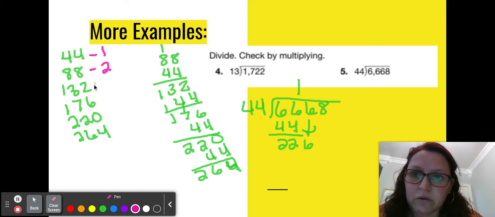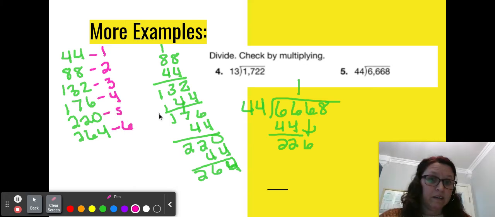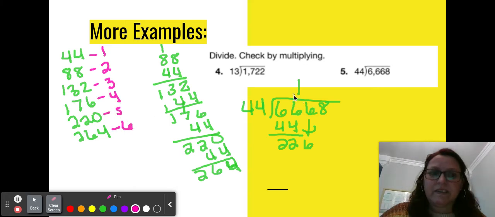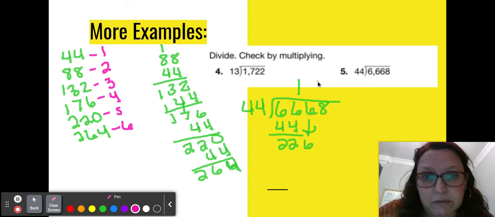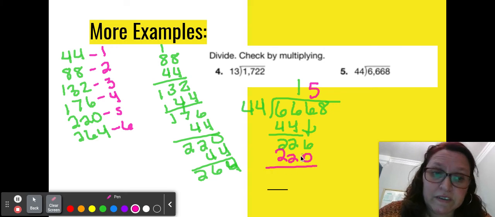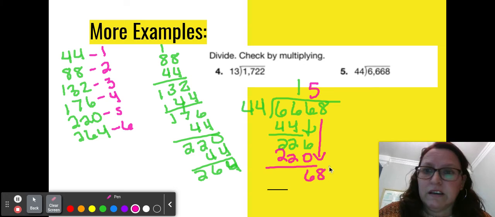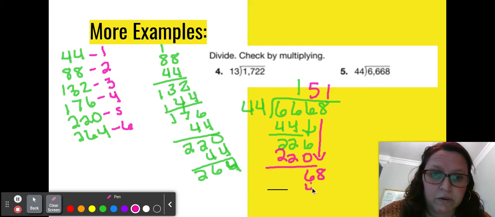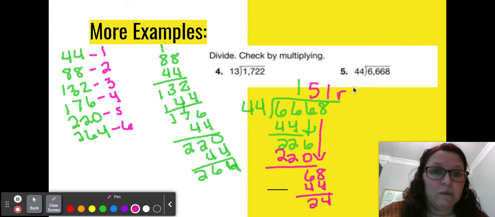1, 2, 3, 4, 5, 6. So 226, the number less than it is 220. So I'm going to put 5 right here. 5 times 44 is 220. 226 minus 220 is 6. Let me drop down my 8. The number less than 8 is 44, so I'm going to put 1. 1 times 44 is 44. 8 minus 4 is 4. 6 minus 4 is 2. So my remainder with this one is 24.